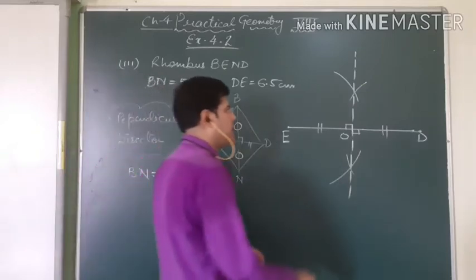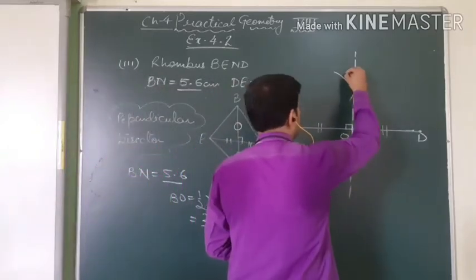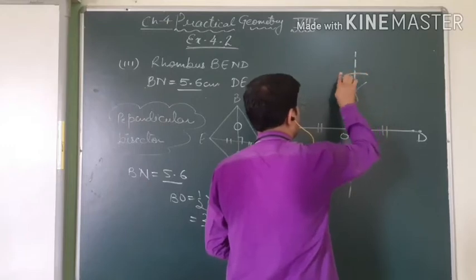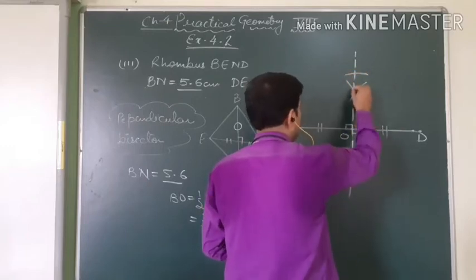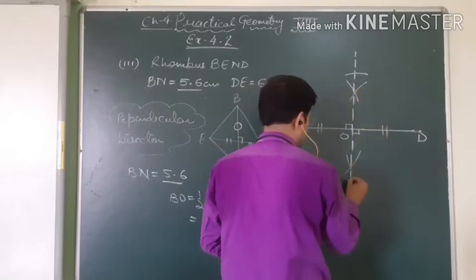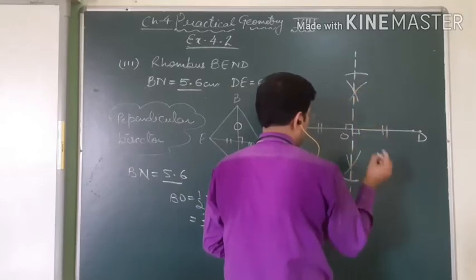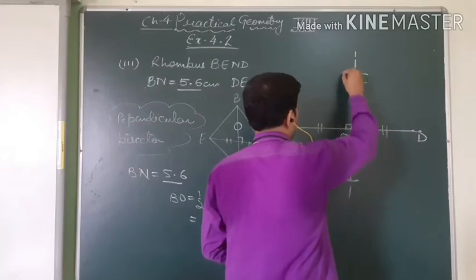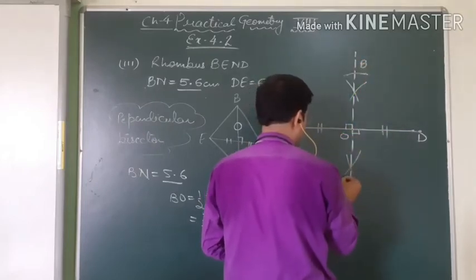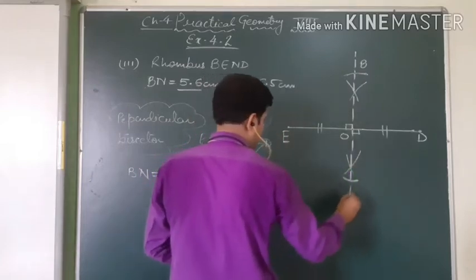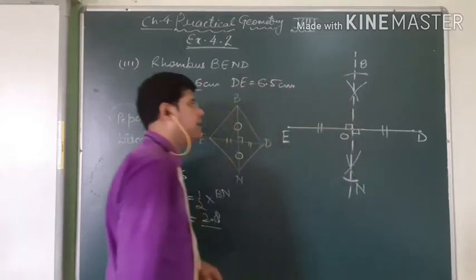So from the point E, we have to make an arc of 2.8, and from the point O, make an arc of 2.8 in the downward direction. In both directions, we have to take 2.8 distance from O, BO, 2.8. From point O, take distance ON, which is 2.8.